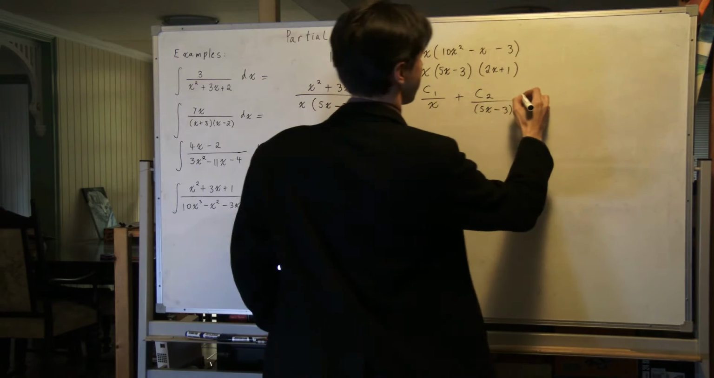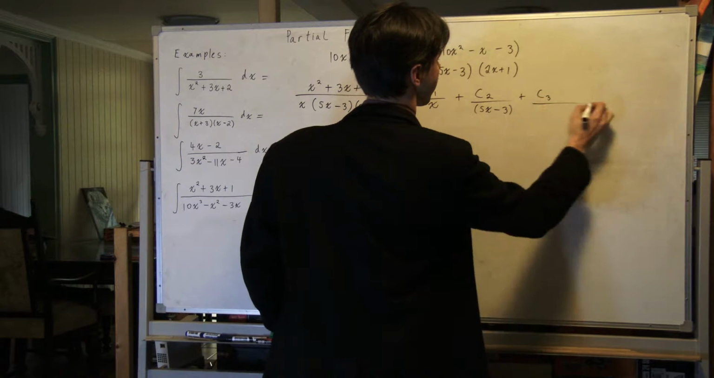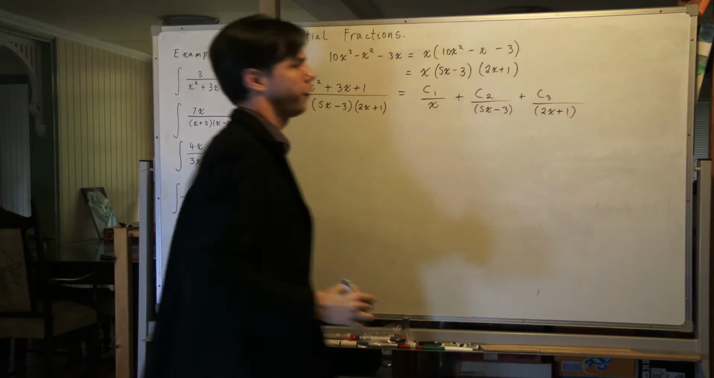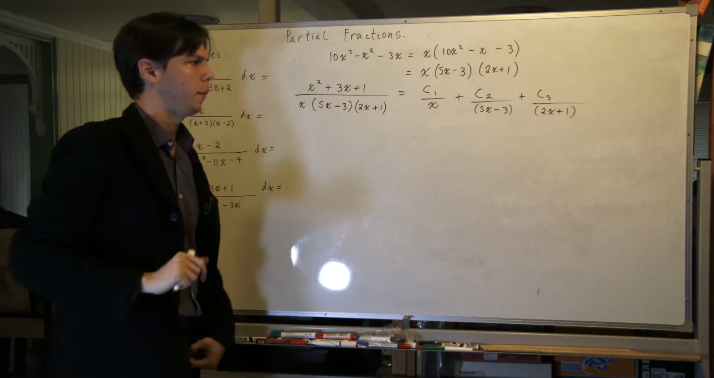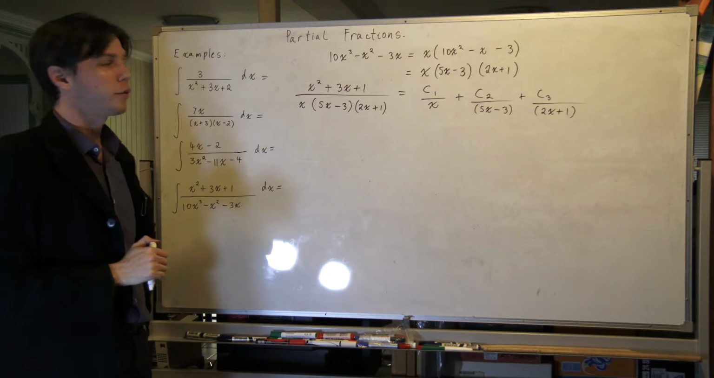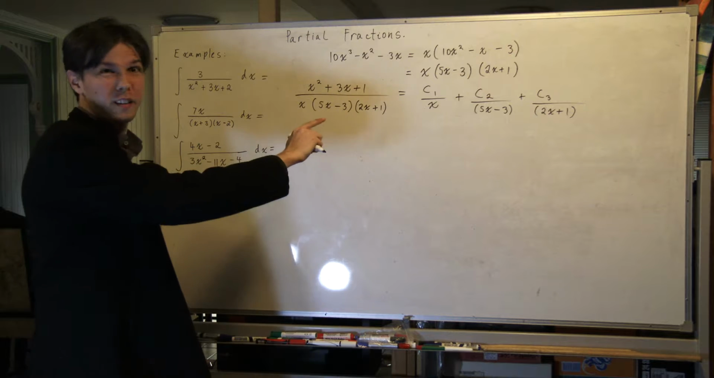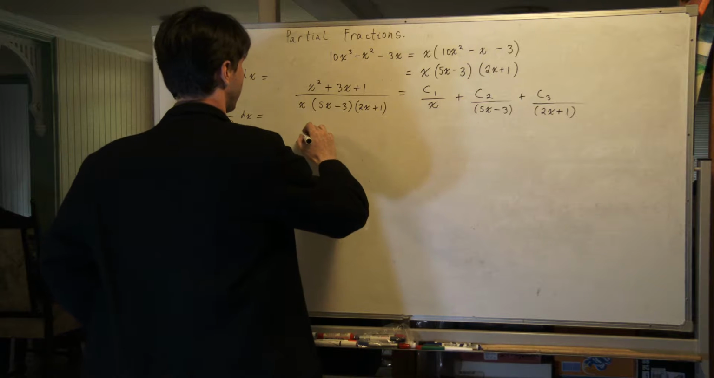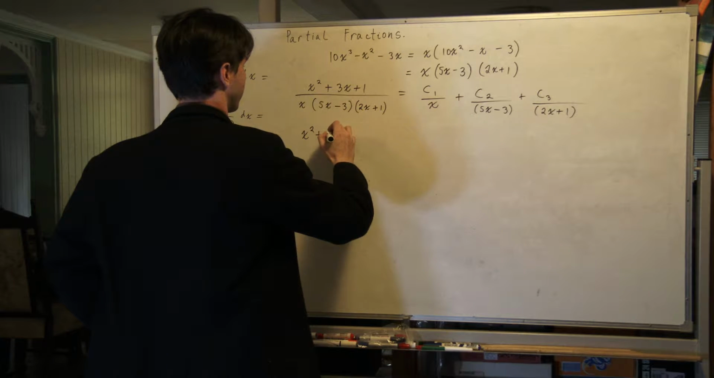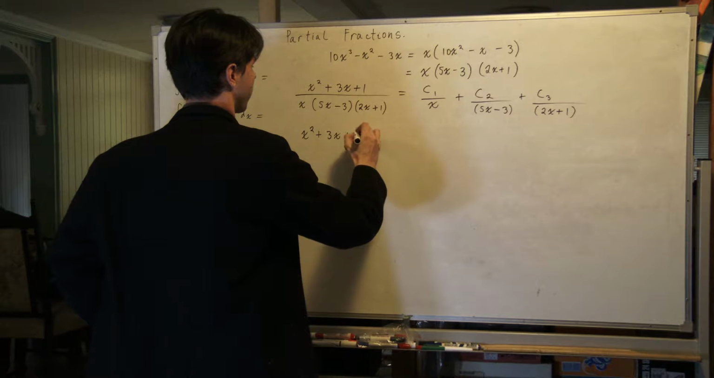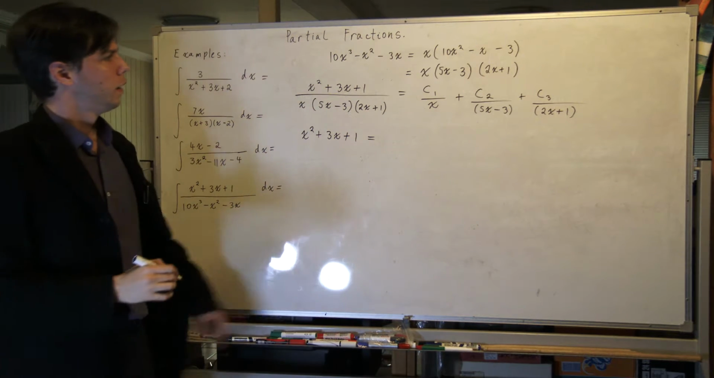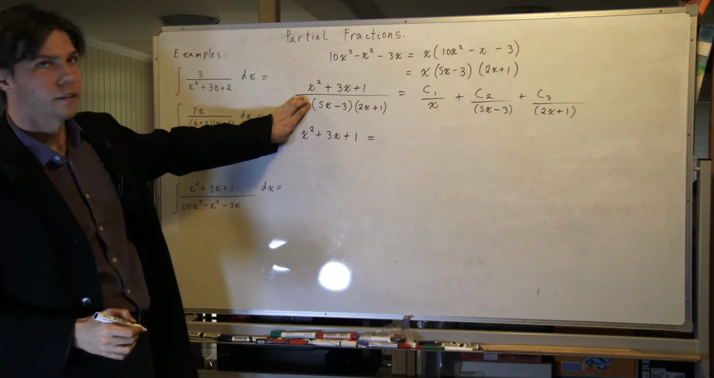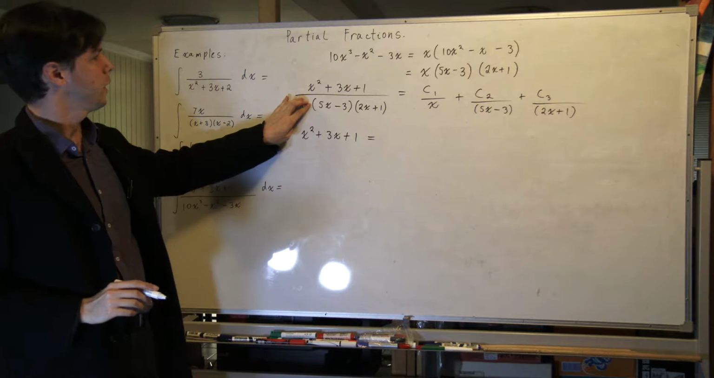plus a third constant over the third factor. So we've split it up. So I multiply everything by all 3 factors. On this side here, all 3 factors get cancelled out when I multiply. For the first term, the first factor gets cancelled out, but those other 2 factors stay intact.